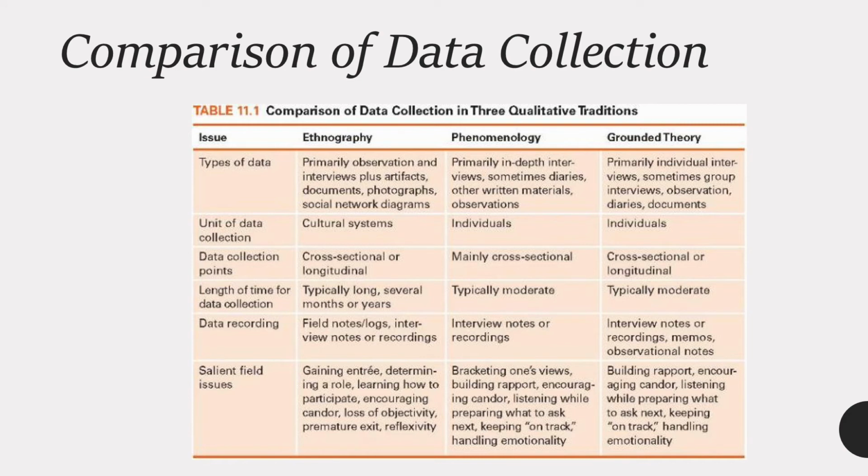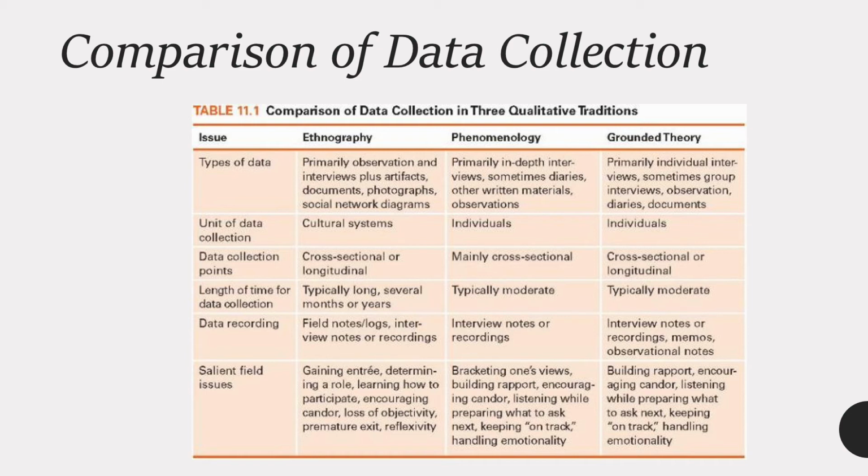One thing that is sometimes helpful is to look at a comparison of data collections. I provided you this table from your textbook, 11.1. You will notice that it lines up ethnography, phenomenology, and grounded theory. And it gives you examples of the types of data that's collected, the unit of data collection, the collection points, the length of time for data collection, data recording, and salient field issues.